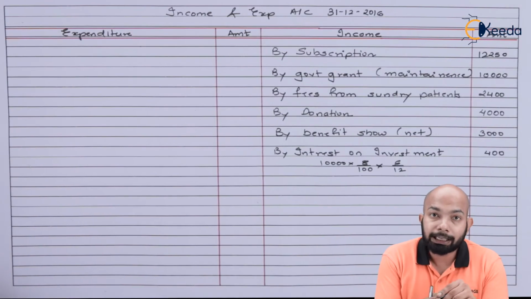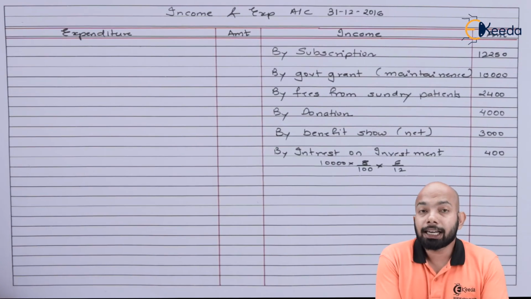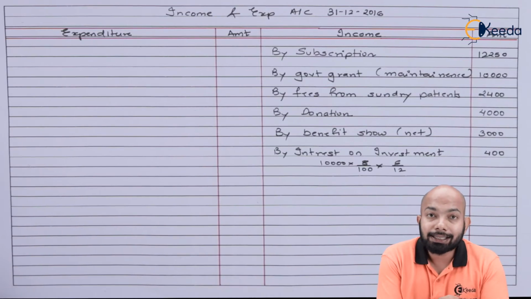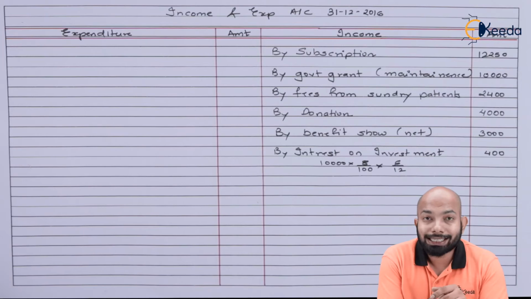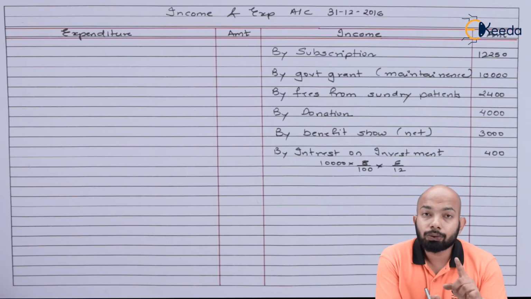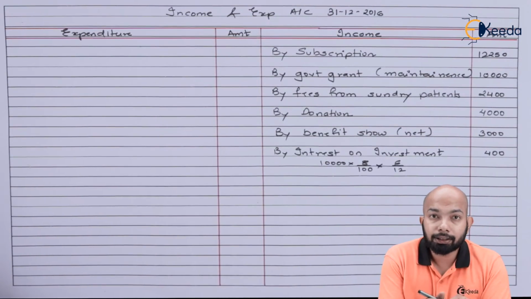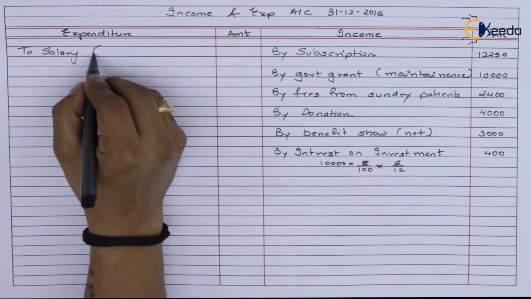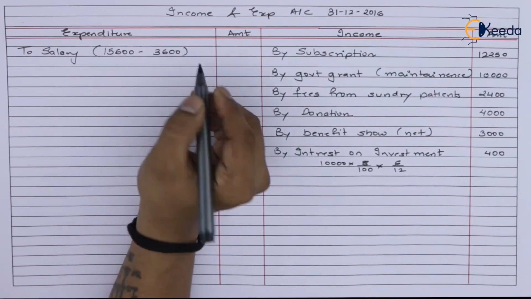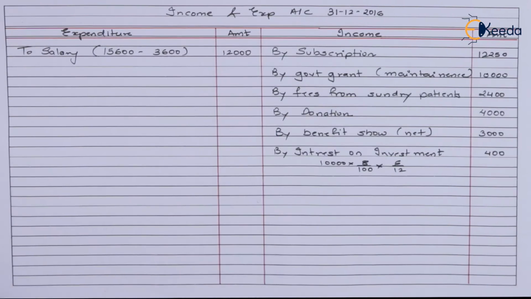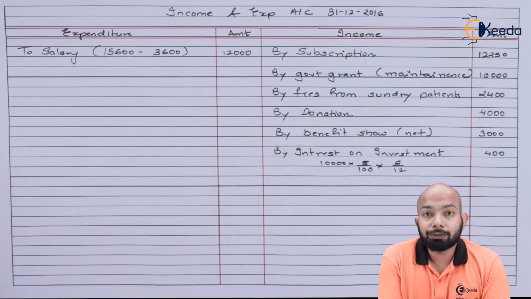Now let's go on to the expenditure side. Now the first expense that we'll be mentioning is salaries. Now the salaries will be the net amount of salary paid only for 2016. We can see 15,600 refers to the total salary paid, out of which 3,600 refers to the previous years. So 3,600 will be subtracted here. So that gives you a total of 12,000 salary here.